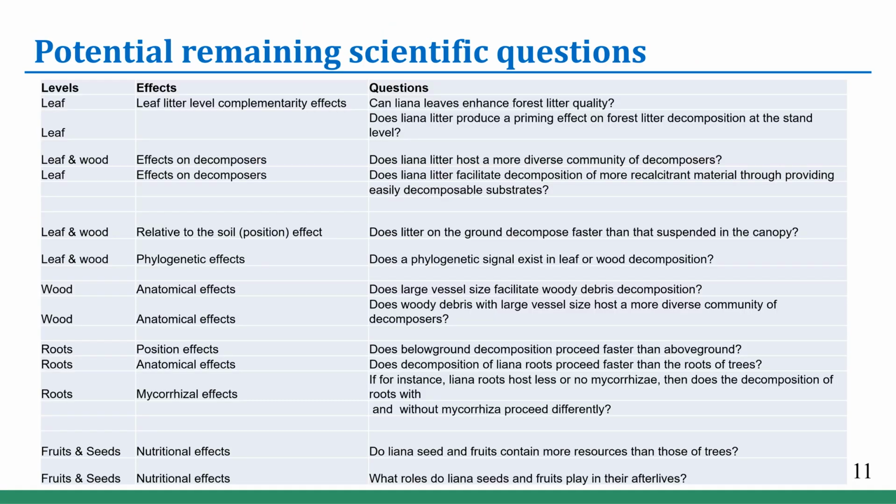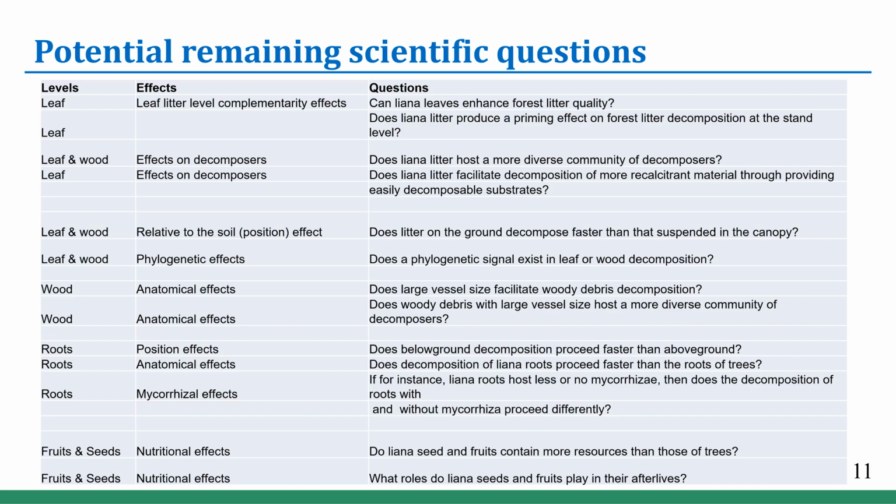Recently, Schneider 2018 made a case for ecological research on lianas, suggesting this growth form be used to test ecological theories. We agree and add to this that lianas represent an excellent study system for answering fundamental ecological questions about afterlife processes such as decomposition. Liana leaves exhibit a wide range of traits which could be used to examine leaf litter level complementarity effects. Can liana leaves enhance forest litter quality? Does liana litter produce a priming effect on forest litter decomposition at stand level?